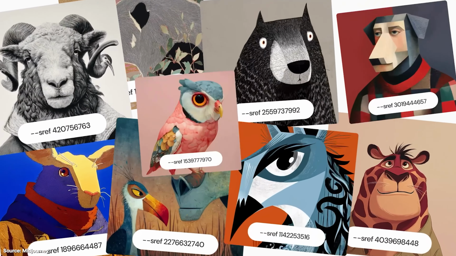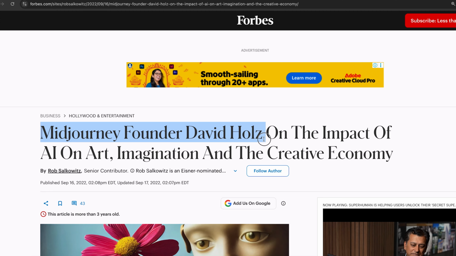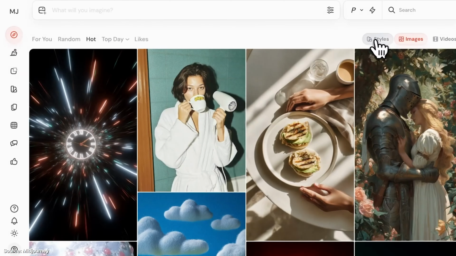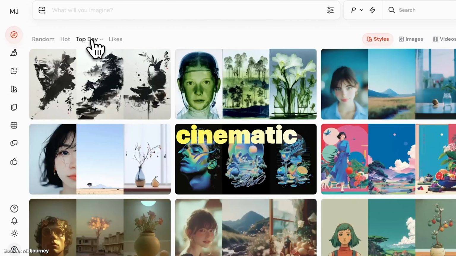But while Stable Diffusion was for tinkerers, another tool was winning the beauty contest. And that tool was Midjourney, which was launched in the same year of 2022. Founded by David Holz, Midjourney took a different path. Instead of a website, they built their tool inside Discord. Midjourney did not care about being accurate or open. It cared about being beautiful. It had a default style that was painterly, atmospheric, and cinematic.